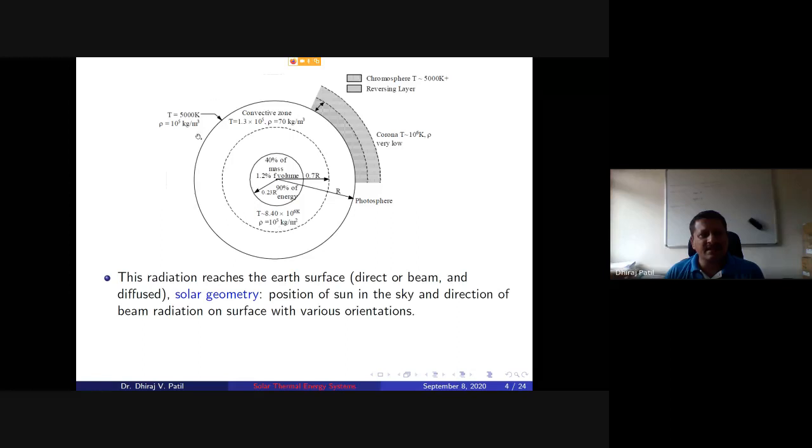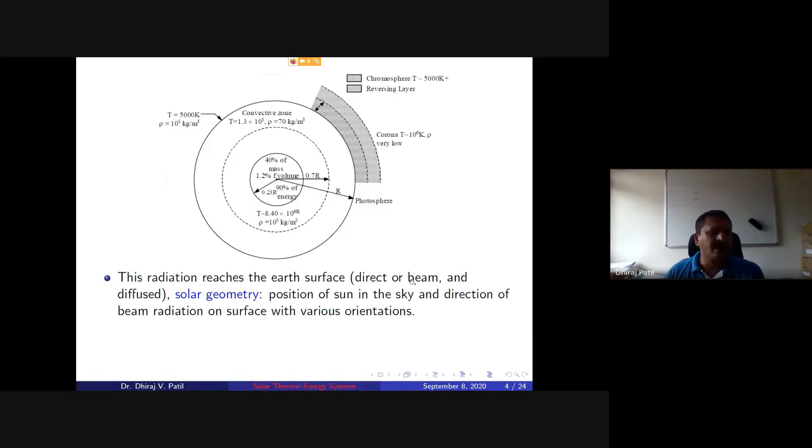This radiation, which is radiated from the sun surface or solar surface, or from the photosphere, reaches the Earth. This reaches the Earth surface, and this radiation is of two types. One is direct radiation, that's called beam radiation.